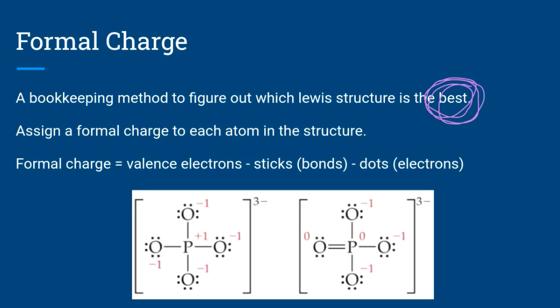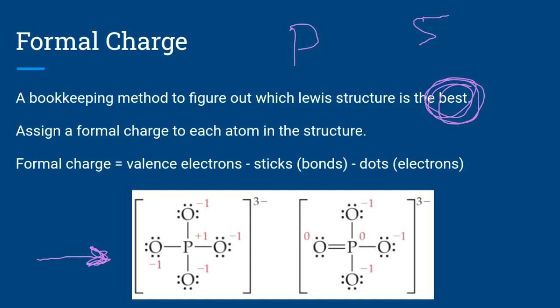So each atom in the structure receives its own formal charge. So how do you calculate formal charge? What you do is you take the number of valence electrons of that atom. Let's take phosphorus, for example. Phosphorus here has 5 valence electrons. And let's look at this structure on the left first. So phosphorus has 5 valence electrons, and then you subtract the number of sticks, and then you subtract the number of dots.